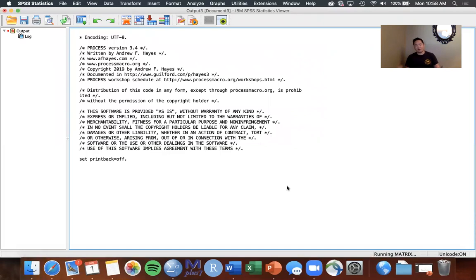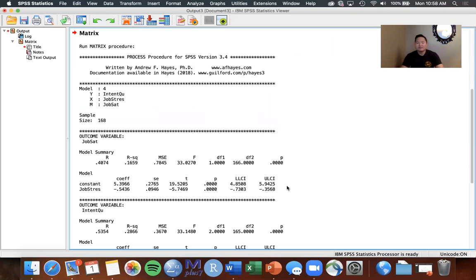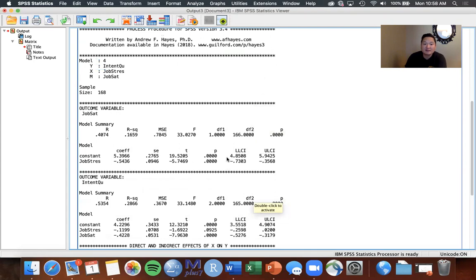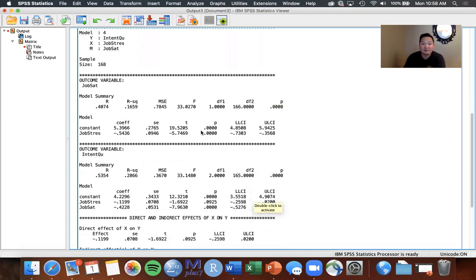And we wait, and we wait. Just a little bit. There we go. Okay, let's draw your attention to a few things in the output before we dive in. First off, there's 2 model summaries. This is what I was talking about earlier. The first model up here is just to find the A path.